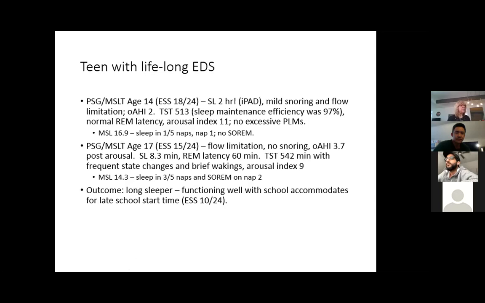He was in bed for almost 9 hours. He did have increased brief wakings and increased state changes. Arousal index wasn't that high. But there's his mean sleep latency from his MSLT, 14. He did fall asleep 3 times. He had 1 SORM on nap 2.